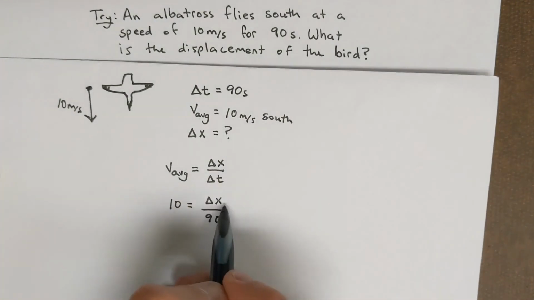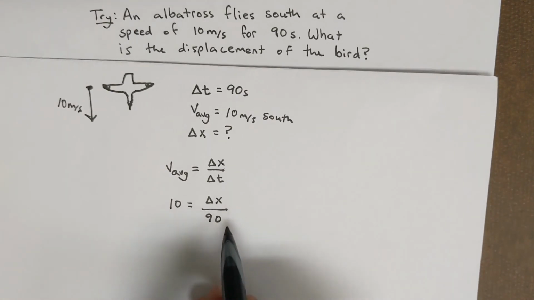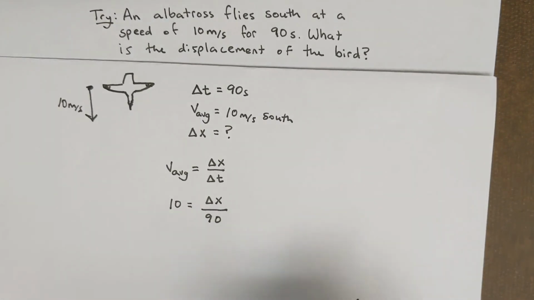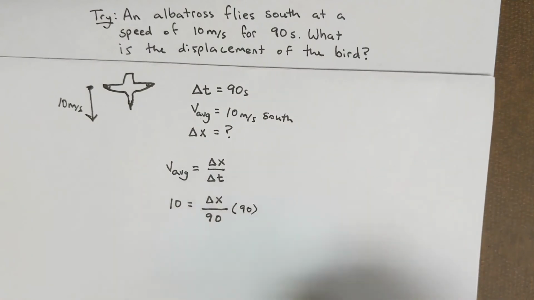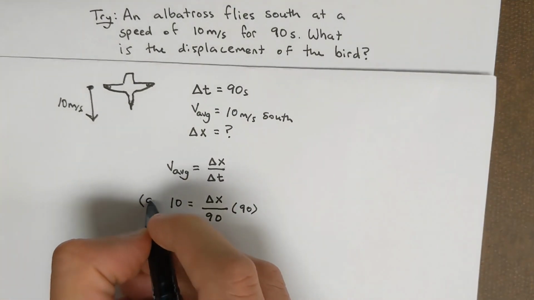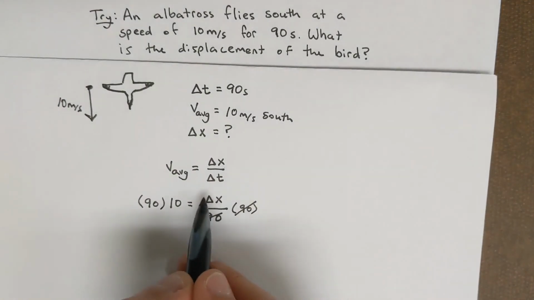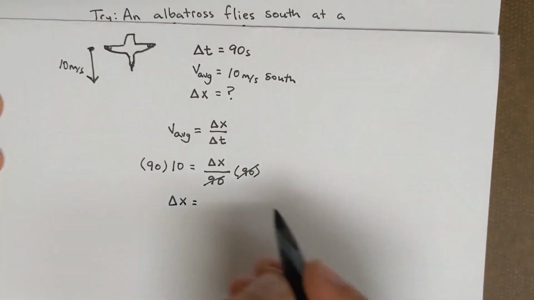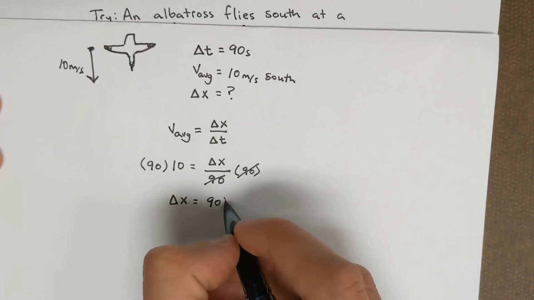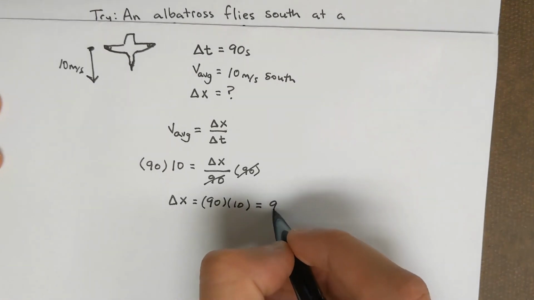Now we have to solve for this unknown, delta x. We're going to try to get it by itself on one side of the equation. Right now it's being divided by 90. We need to somehow undo that division. Think about your algebra class, how do you undo the division? You multiply both sides of the equation by 90. Whatever we do to one side, we have to do to the other side. Now the 90 and the 90 on this side cancel, and we're left with delta x by itself. So delta x, the displacement, is equal to 90 times 10, and 90 times 10 is 900.